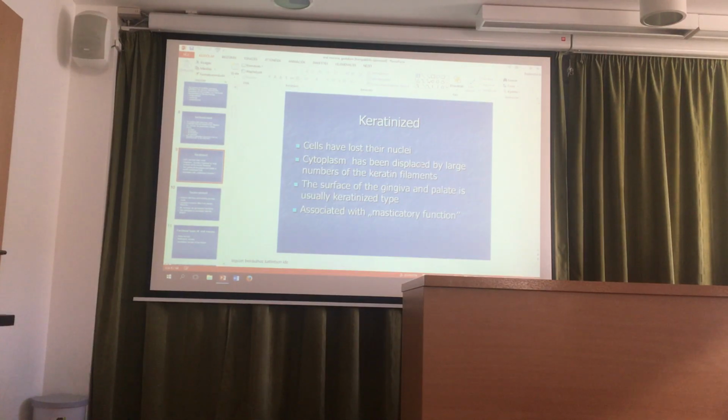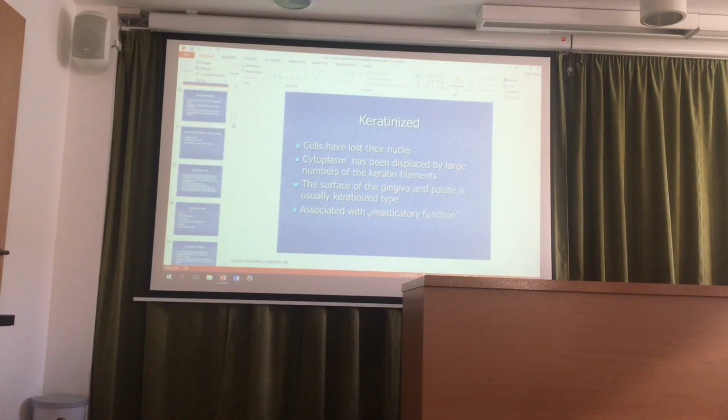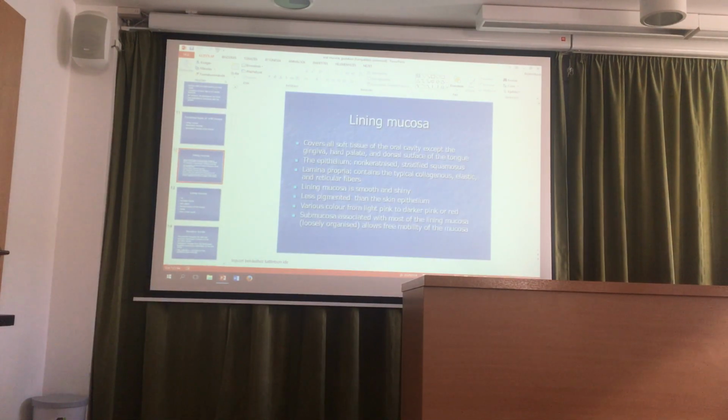These are the most important pieces of information about the different kinds of mucosa. The masticatory mucosa is quite fixed. If you look, it's not movable, not the same as the lining mucosa. If we compare them, the submucosa is organized differently in the lining mucosa. The lining mucosa covers all soft tissue of the oral cavity except the gingiva and the palate, okay?